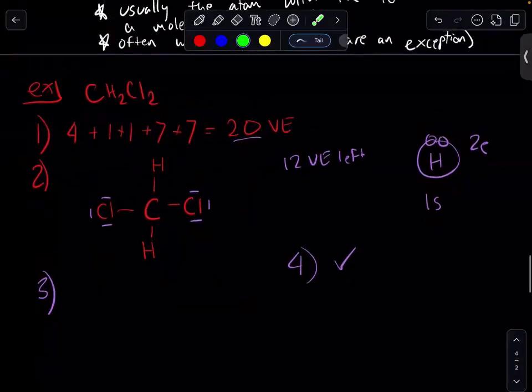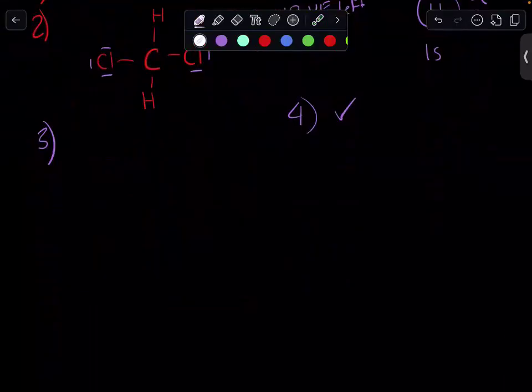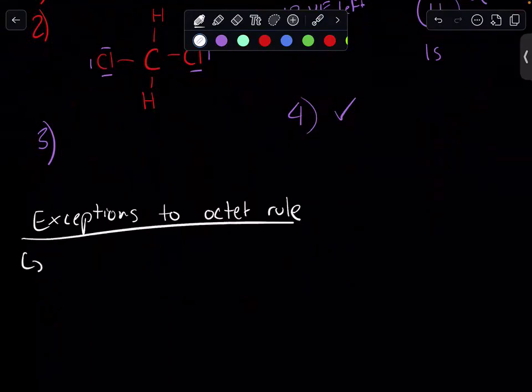All righty. So we've learned how to do this. We've learned how to draw different molecules. Let's learn about some exceptions. Exceptions to the octet rule. So the first ones are obvious. Hydrogen and helium only have the 1s orbital.